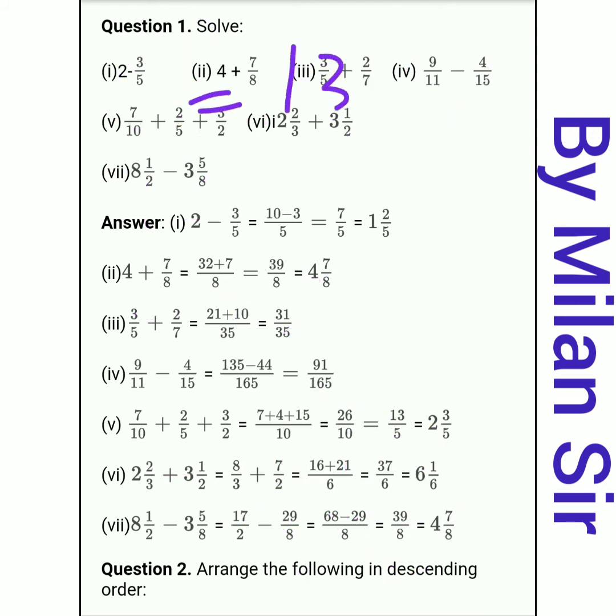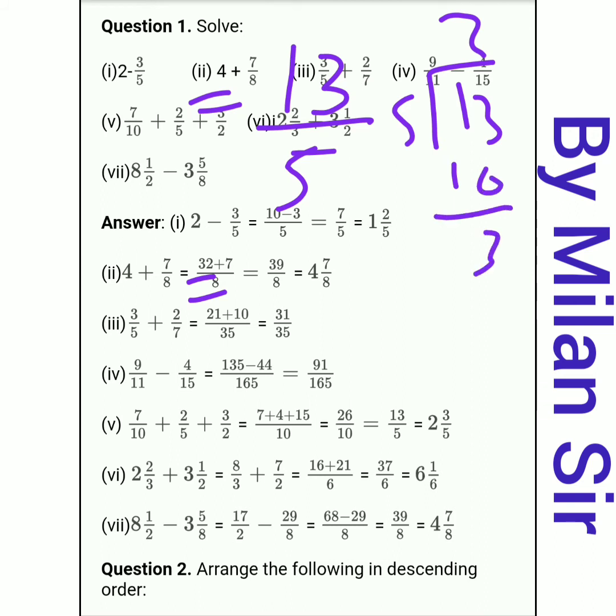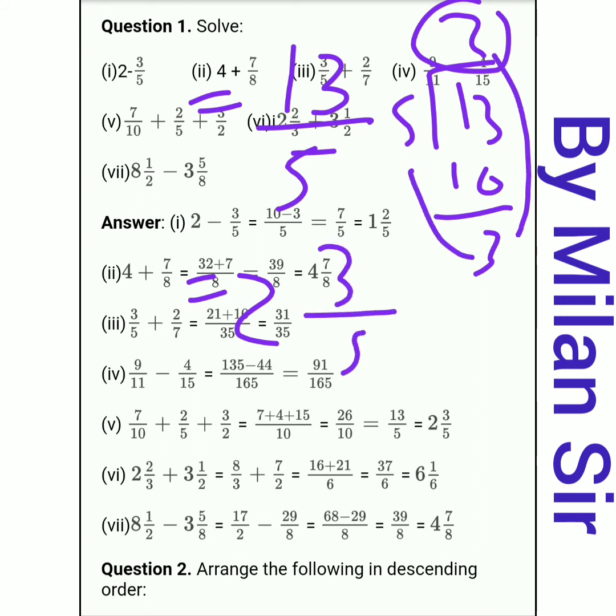Okay. 13 by 5. Now this is an improper fraction because the numerator is greater than the denominator. So we can convert it into a mixed fraction. Just do the division process. 13 by 5. 5 twos are 10, remainder 3. So we write the quotient as the integer first, then go clockwise: 2 integer 3 by 5. So our final answer is 2 integer 3 by 5. Okay.